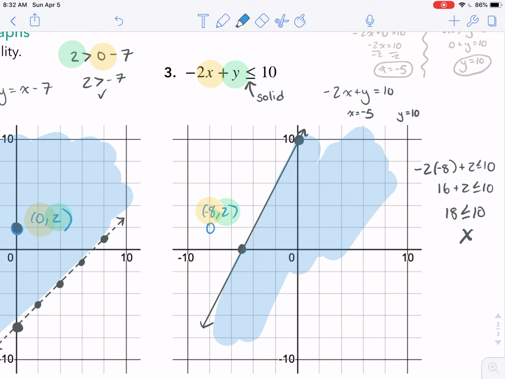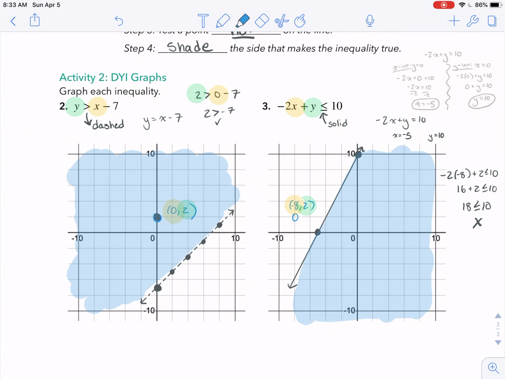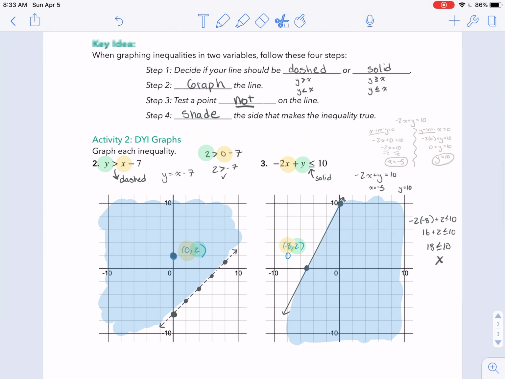It's very nice that lines only have two sides, so you don't have to keep trying until you find something that works. You can just say, does it work? Nope. Okay, it must be the other side. So to graph our inequality, we decide, do we want a solid or dashed line? And then we graph it, we test a point, and if that point makes the inequality true, we shade that side. If it doesn't, shade the other side.